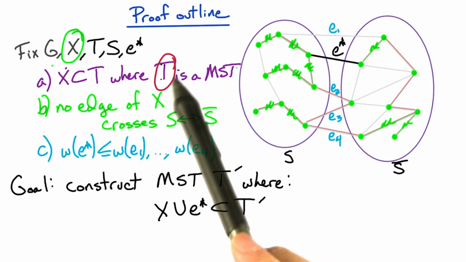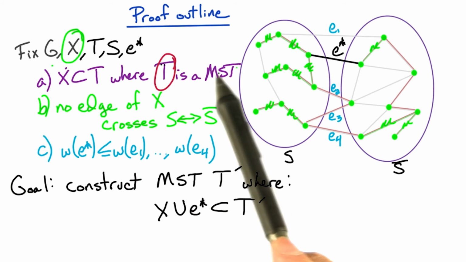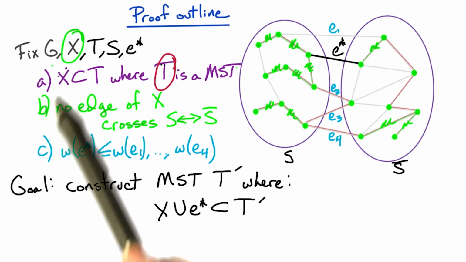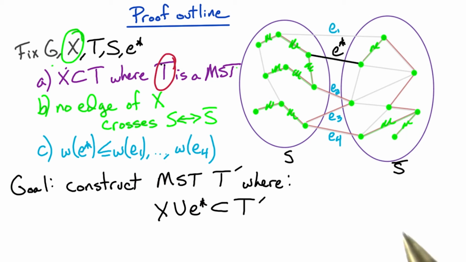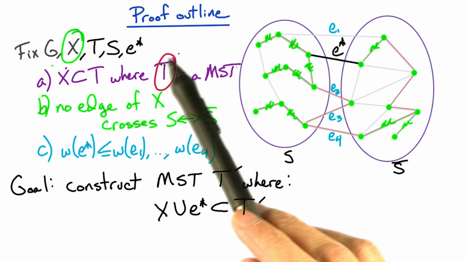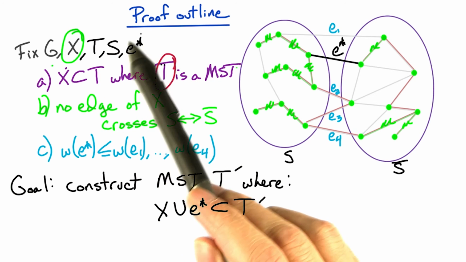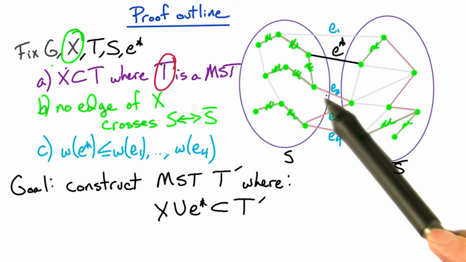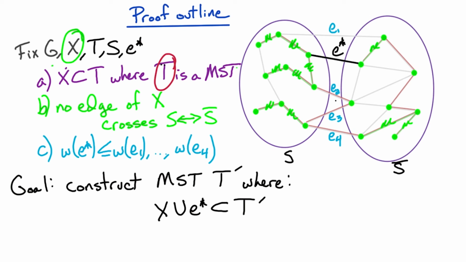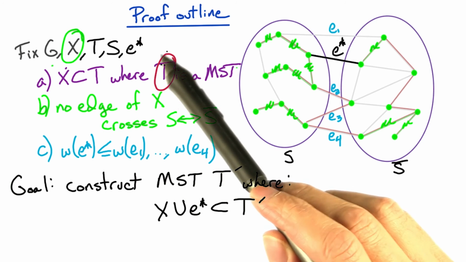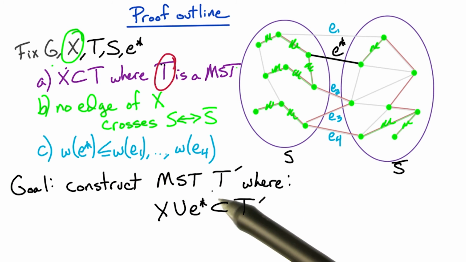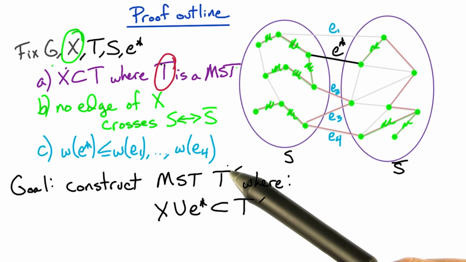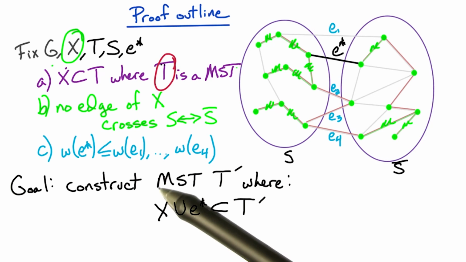Well, we have this tree T. T is an MST, and T contains the partial solution X. Now the problem is that this tree T might not contain this edge E star. For example, in this case, E star is not in one of the red edges. So what do we do? Well, we try to modify this tree T to construct a new tree T prime, and we'll show that this new tree T prime is a minimum spanning tree.